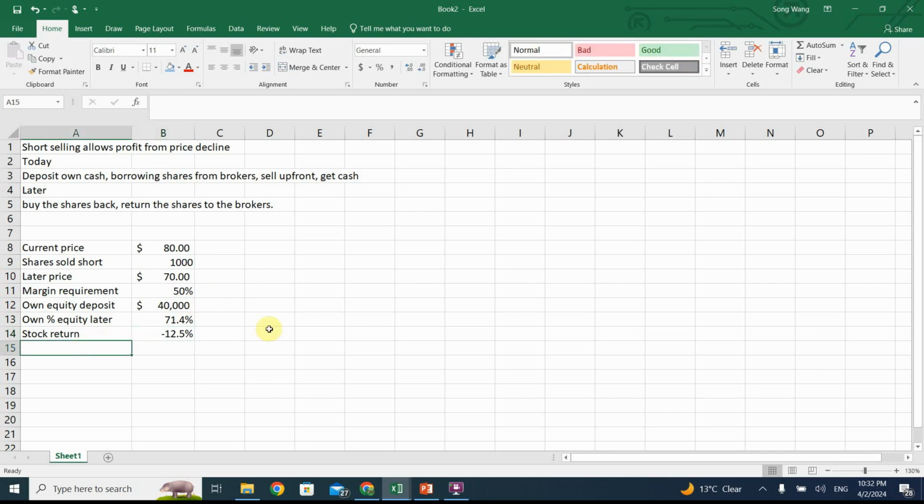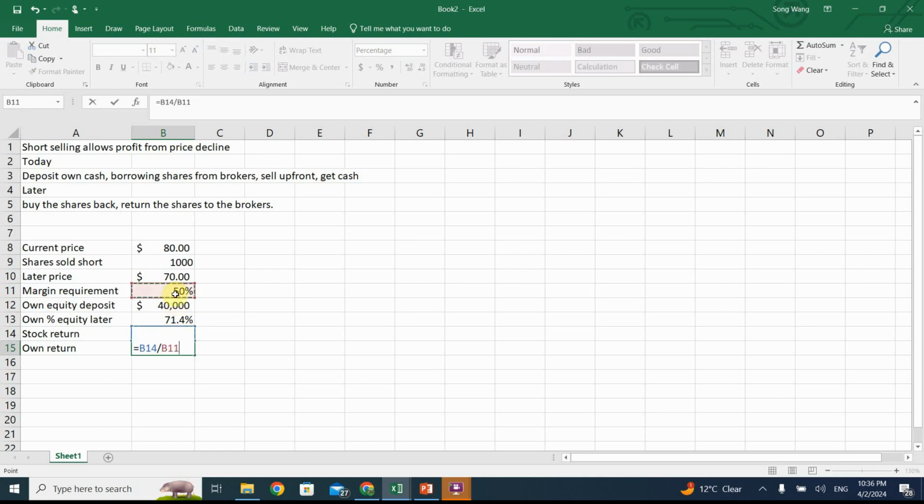All right, so this one is kind of hard to calculate. You will need to get your own return, and that is pretty easy. You can just put the stock return divided by the 50% margin requirement, but you will need to add a negative sign in front of it. So when the stock price dropped by negative 12.5%, you will make a positive 25% return.